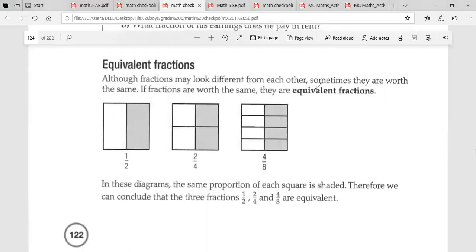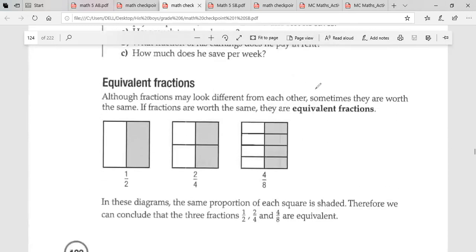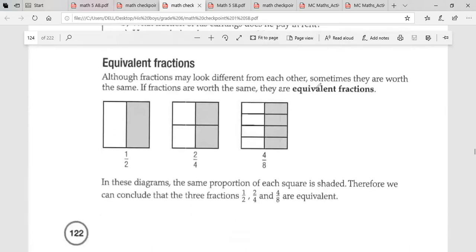Right. We speak about equivalent fractions, and by the way, we complete this unit after vacation. Don't worry, I didn't finish, but I will solve all of the problems, inshallah. But now the introduction about equivalent fractions. What is the meaning of equivalent fraction? Equivalent fraction means equal.